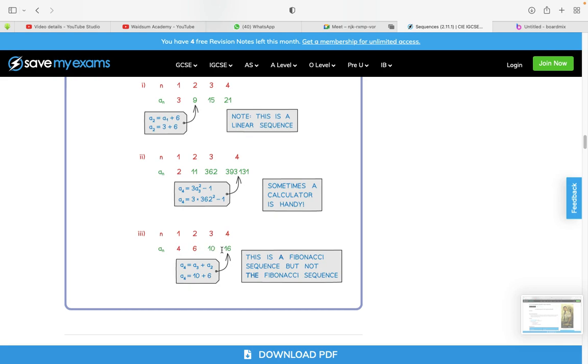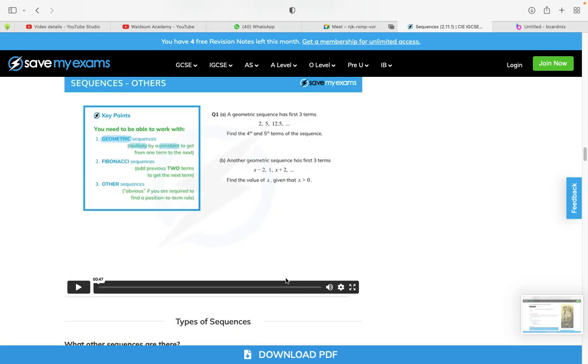Where if I want the fourth one, I will add the second and the third. If I want the fifth, I will add the third and the fourth. So if I want the fifth now, I will say 10 plus 16, that's 26. The fifth term will be 26. If I want the sixth one, I will say 26 plus 16. So that type of sequence is called Fibonacci sequence. a4 will be a3 plus a2. a5 will be a4 plus a3. a6 will be a5 plus a4.